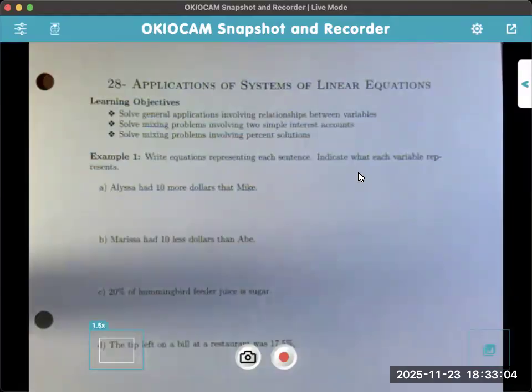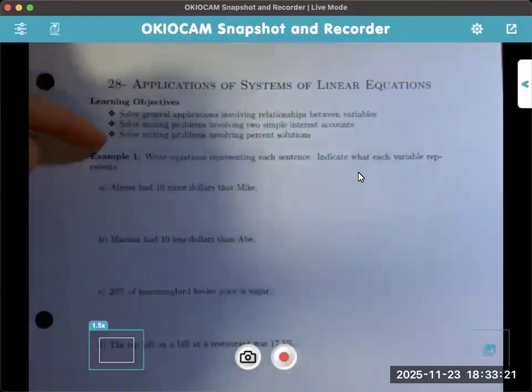So, learning objectives: solve general applications involving relationships between variables, solve mixing problems involving two simple interest accounts, and then solve mixing problems involving percent solutions. That's the chemistry version. But these two are very, very similar.